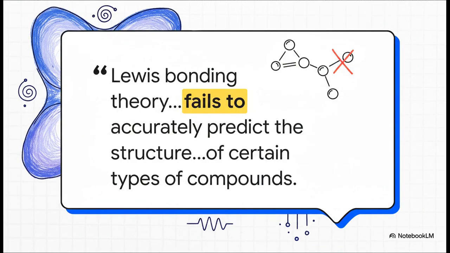And look, this isn't just a minor thing. The simple Lewis theory flat out fails for a lot of compounds. It can't predict their structure or their chemistry. It's clear we need a better model, one that's based not on convenient drawings, but on the fundamental physics of how an atom actually works.